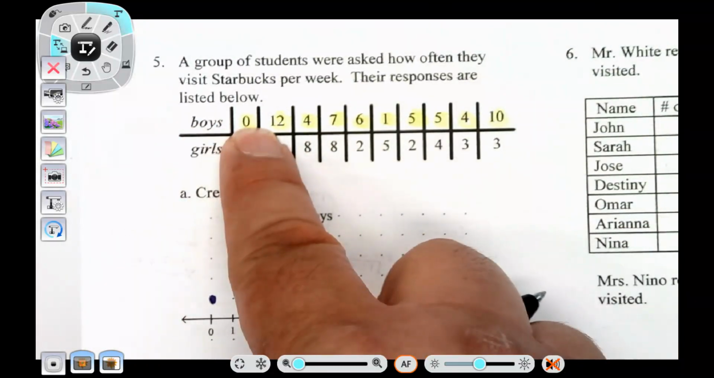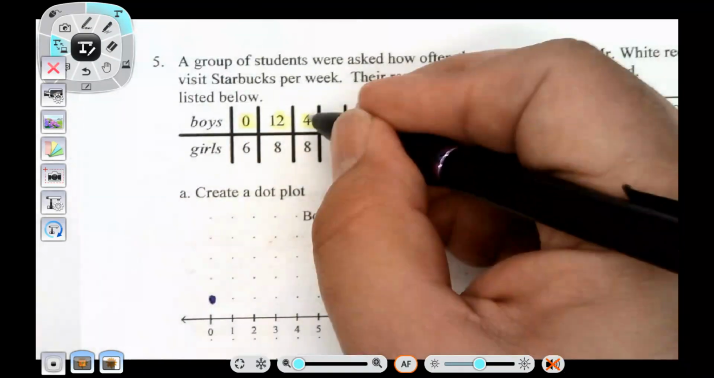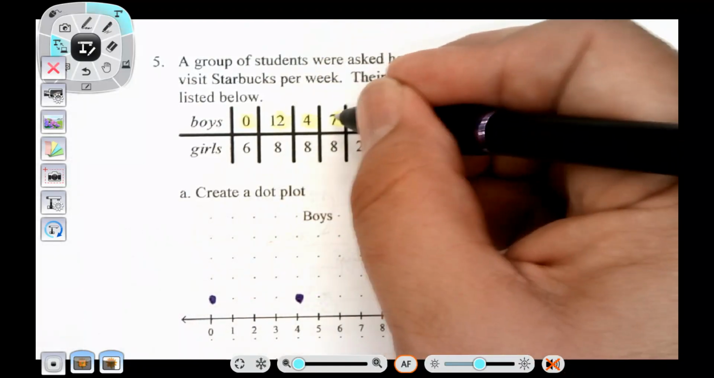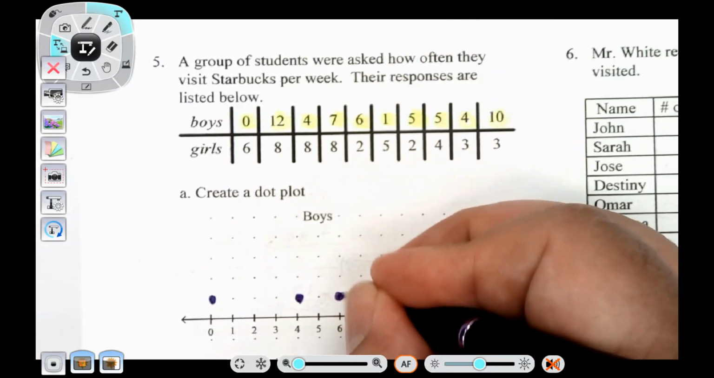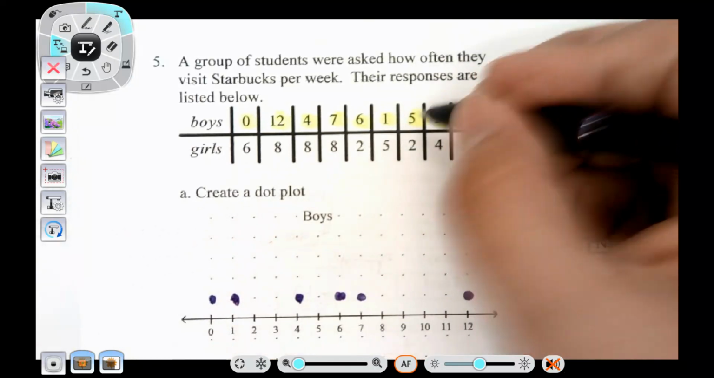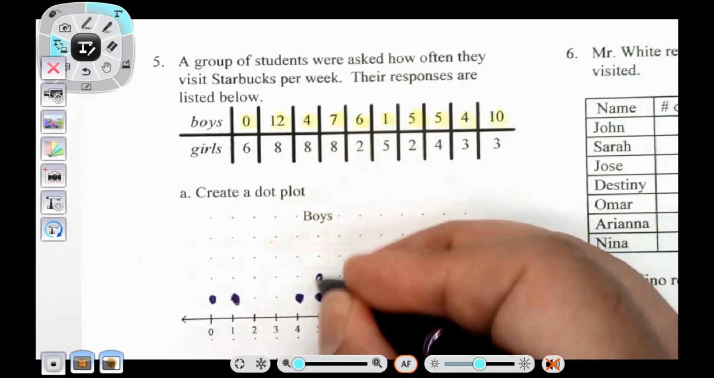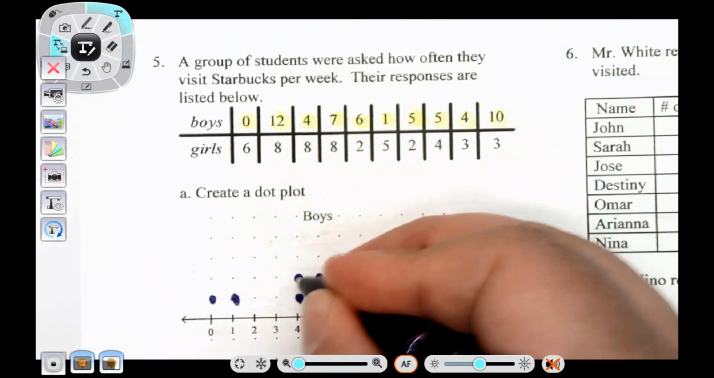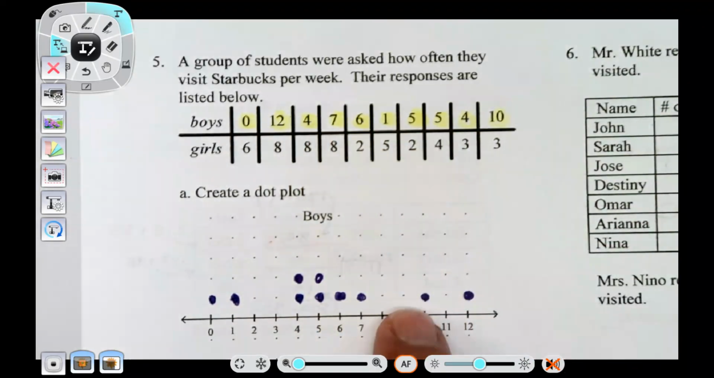Boy 1 said 0. Boy 2 said 12. Then I put a dot on 12. Boy 3 said 4. I put a dot on 4. Boy number 4 said 7. So 7 gets a dot. There's a 6. 6 gets a dot. There's a 1. 1 gets a dot. There's a 5. 5 gets a dot. There's another 5. Finally, I have one that has 2 dots in it. The 4 also gets another dot. And then finally, someone with the 10. Whatever the number is, that's where I put a dot.